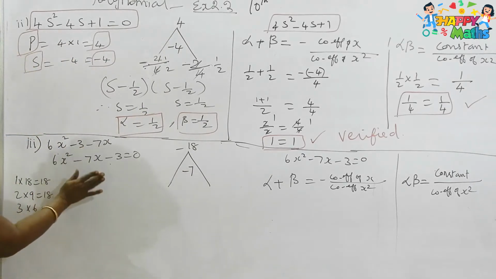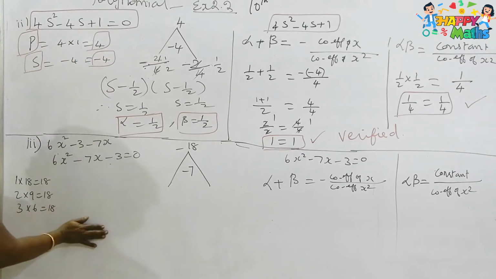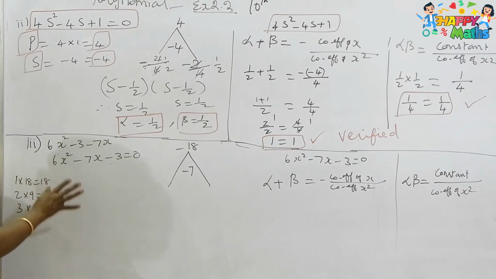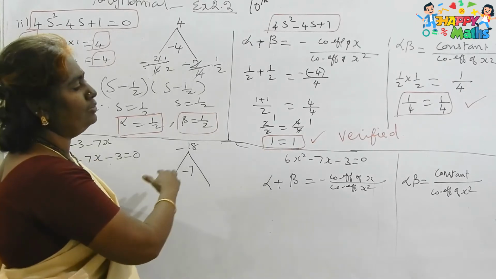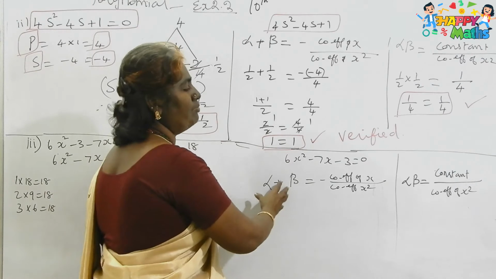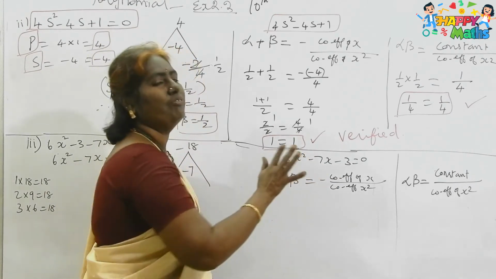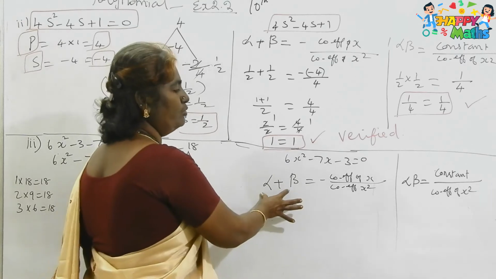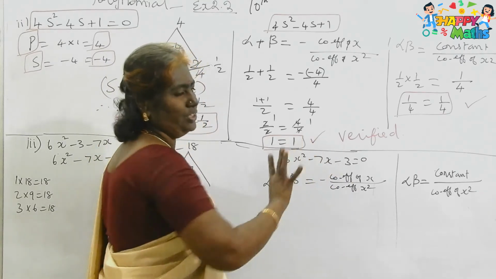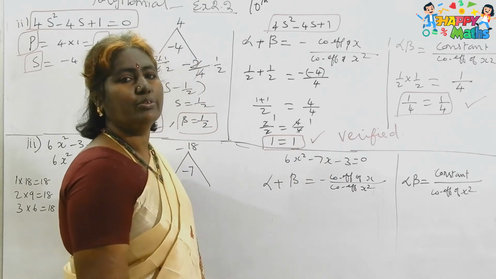First you have to find out the zeros. After finding out the zeros, you must place them as alpha and beta. Then you have to substitute in this: alpha plus beta is equal to minus coefficient of x. Here you have to substitute and verify whether your sum of the two roots is equal to the coefficient ratio. That is only what they ask you.